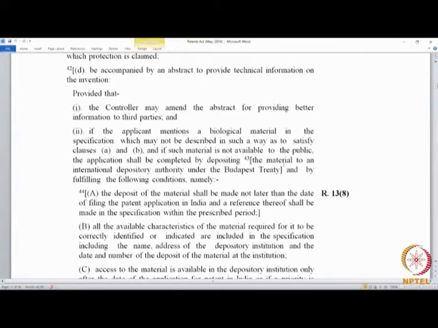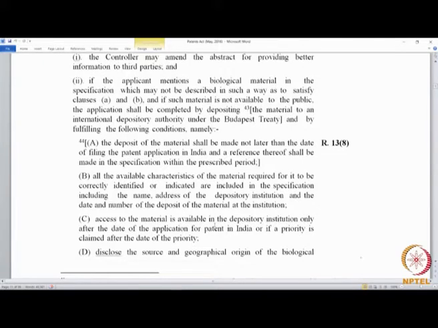So, the abstract is probably, we can regard the abstract as the part of the patent specification which is searched first, and if the abstract supplies information on a particular field of technology, then the person who is searching may look into the complete specification.